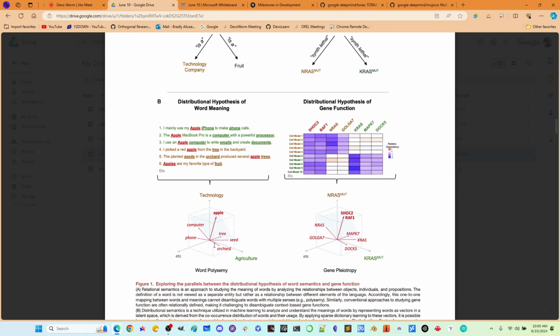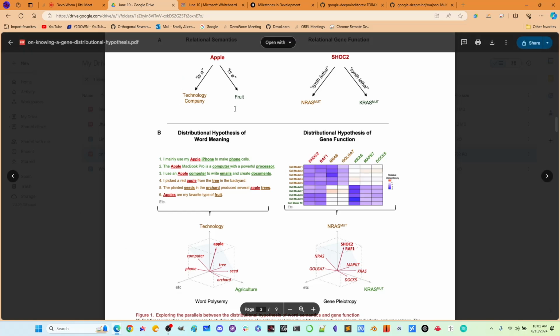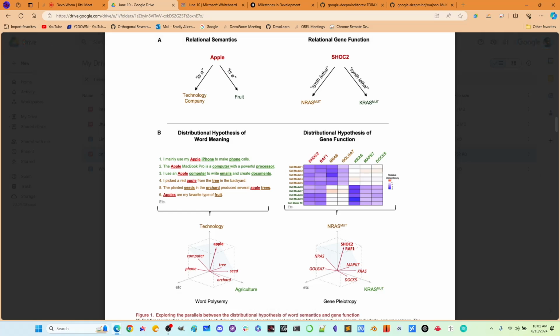So this figure 1 shows the parallels between relational semantics and relational gene function. With relational semantics, what you have are these is-a statements, a series of is-a statements. So it relates a thing to the things it's related to. For example, Apple is a technology company. Apple is also a fruit. Apple was a fruit before it was a technology company, but it acquired this meaning when Apple computers started. Right? So words can acquire new meanings, and they can have old meanings that are still very valid.